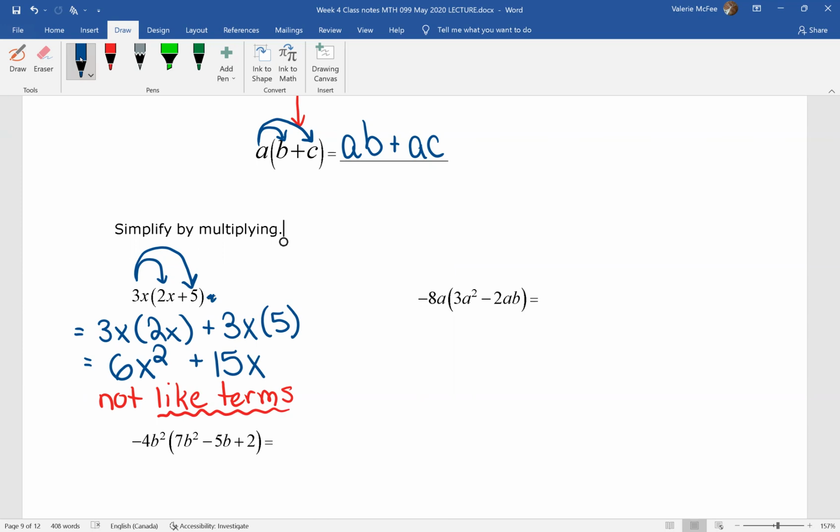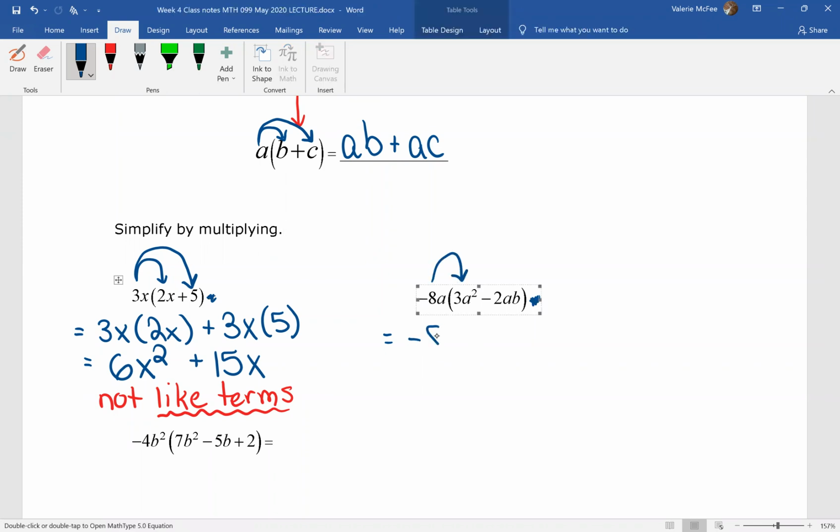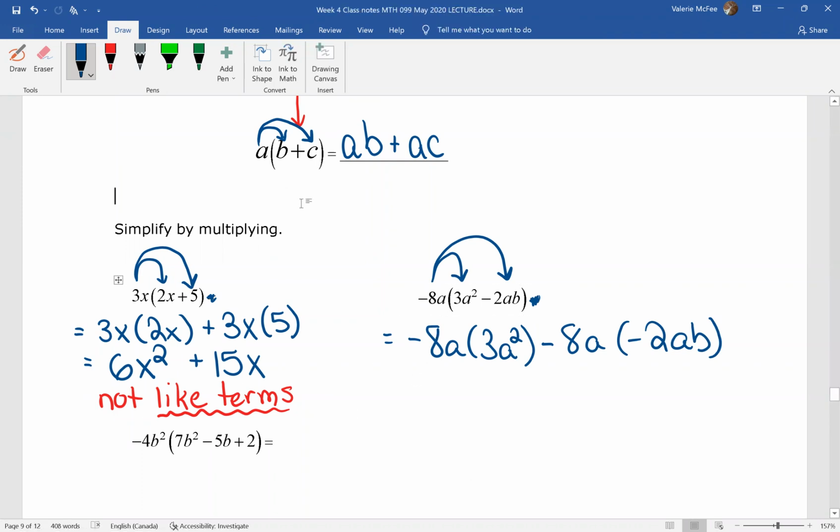Let's try the next one. So first of all, we have negative 8a multiplying 3a squared. And then we have negative 8a multiplying negative 2ab. It's these minus signs that make things tricky for people. So let's be careful here. We're going to start by multiplying our integers. Negative 8 times 3.